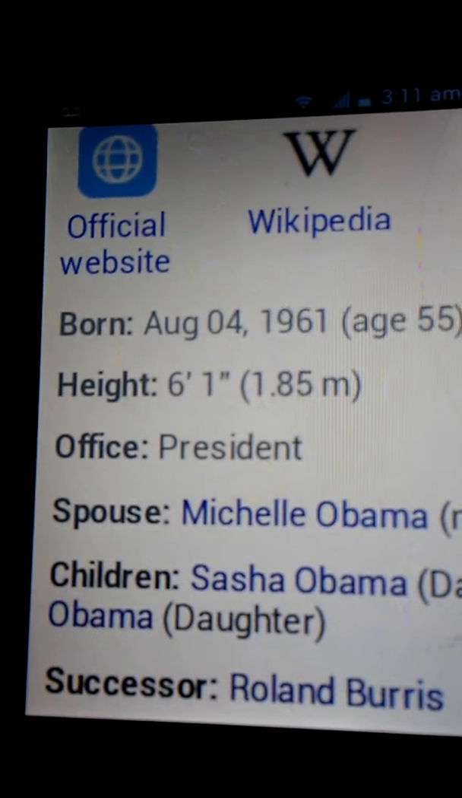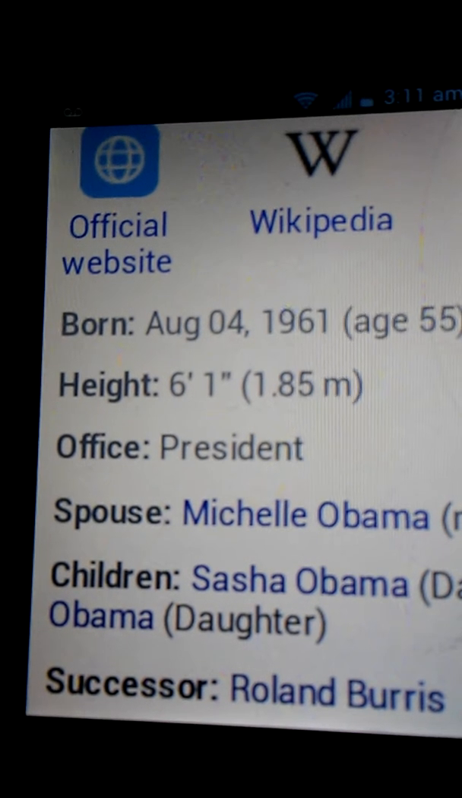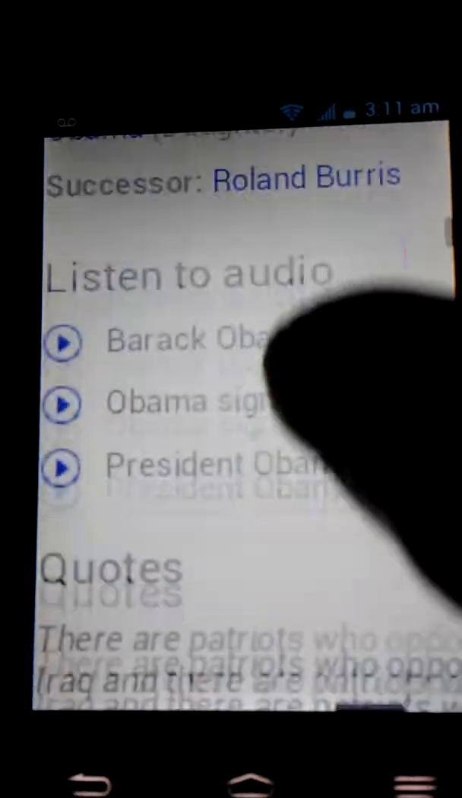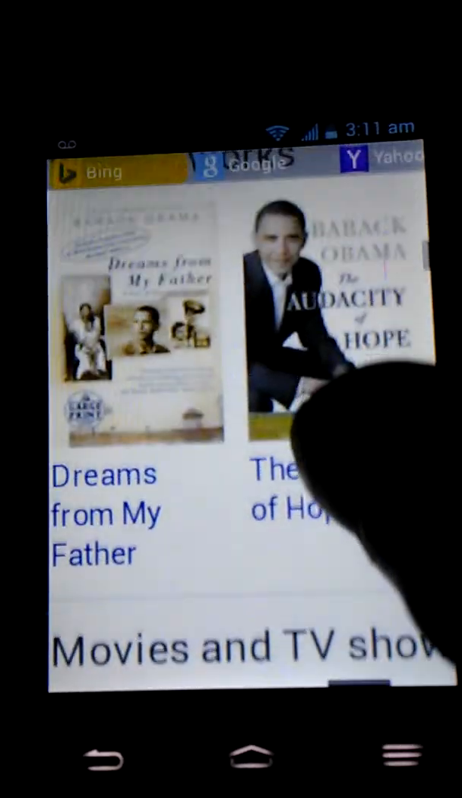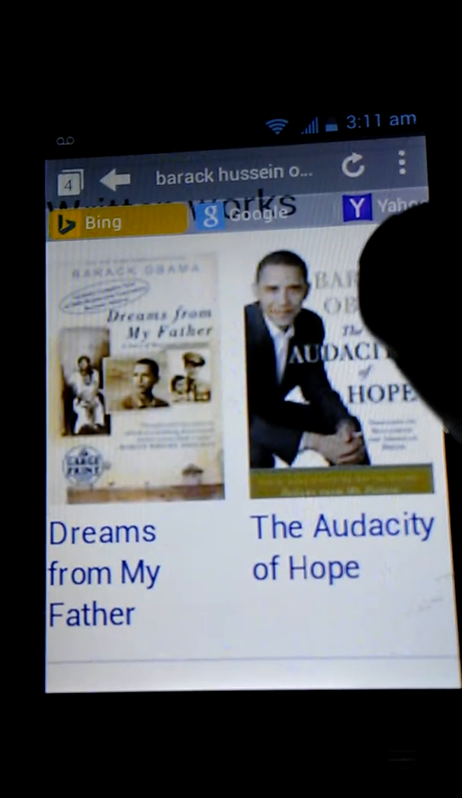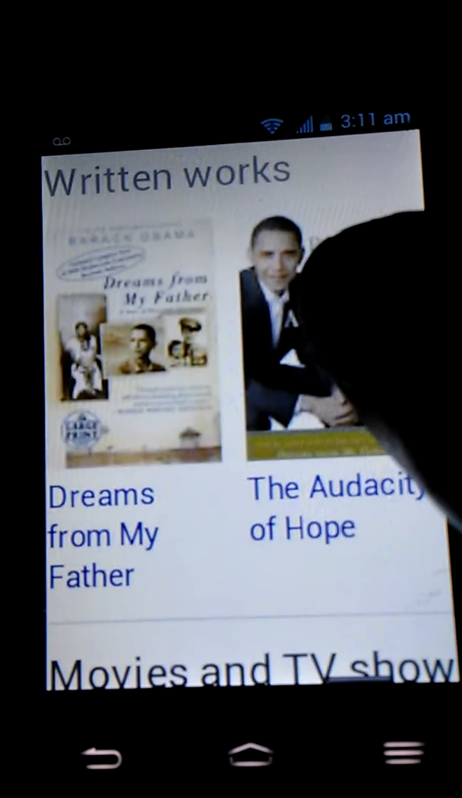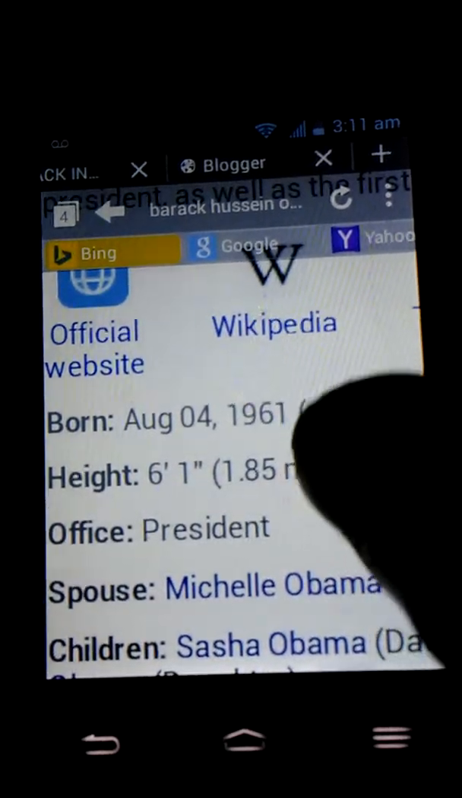Like to enlighten the world about Leviticus chapter 20 verse 13, sir. You who are a writer of books, the audacity of hope, dreams from my father. Who really is your father? Who are you really?